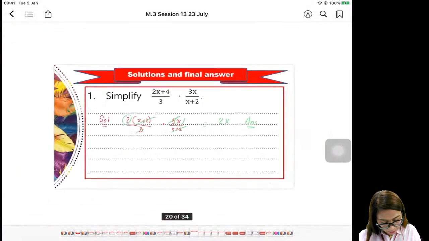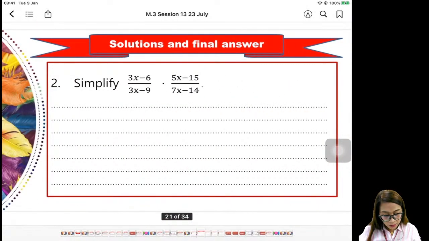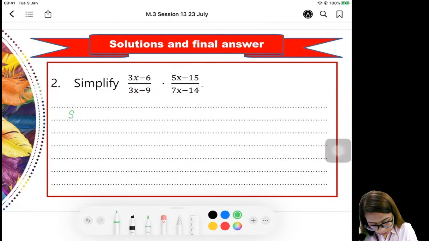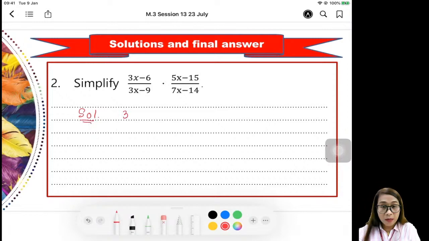The next is number 2. How are we going to simplify number 2? (3x minus 6) all over (3x minus 9), times (5x minus 15) all over (7x minus 14). So I can have here my solution. Let me change the color to red. This is SOL, solution. So we have here 3, take out the highest common factor between 3x and 6. So we have 3 and then 3x.